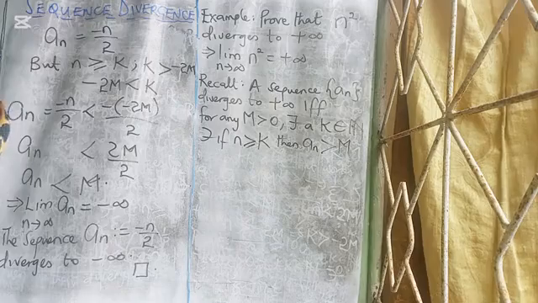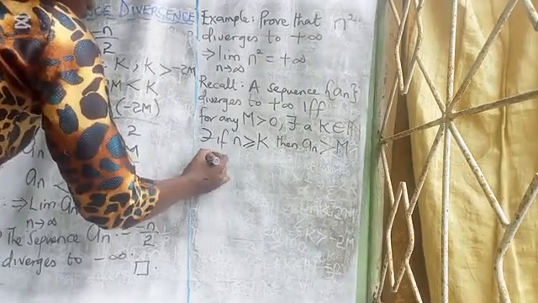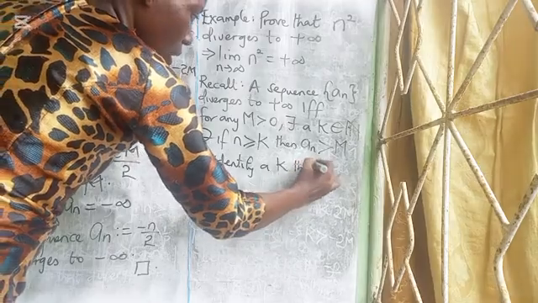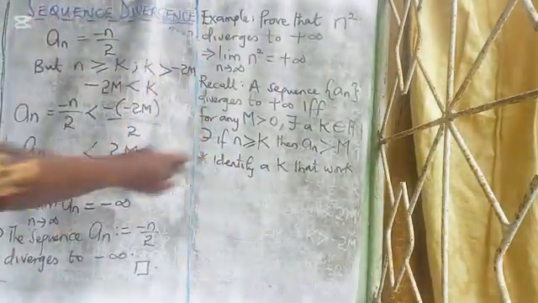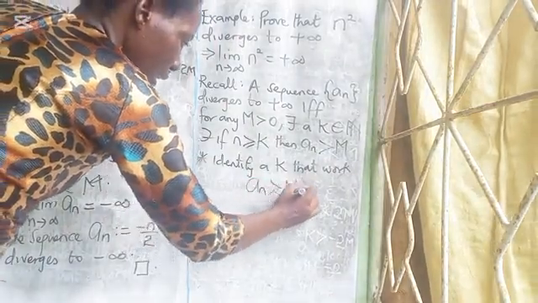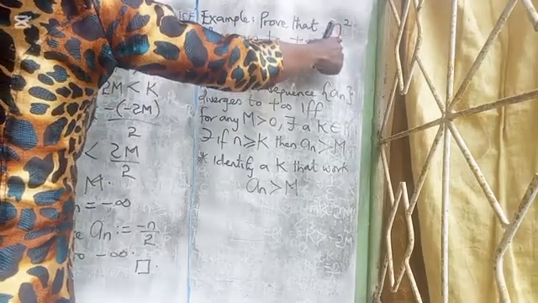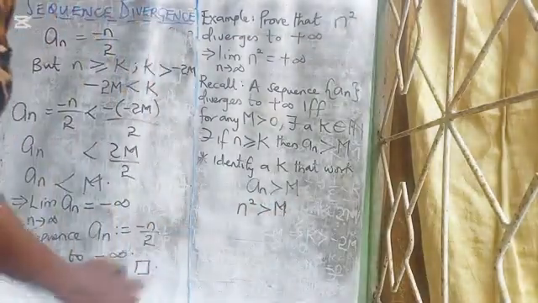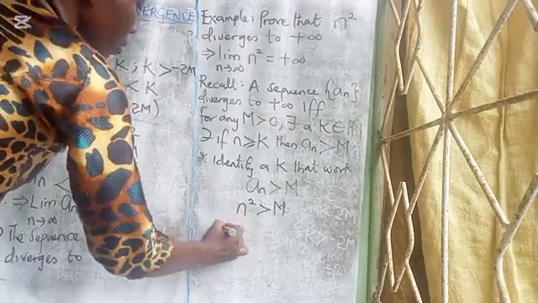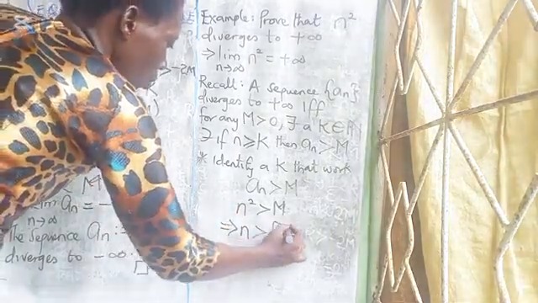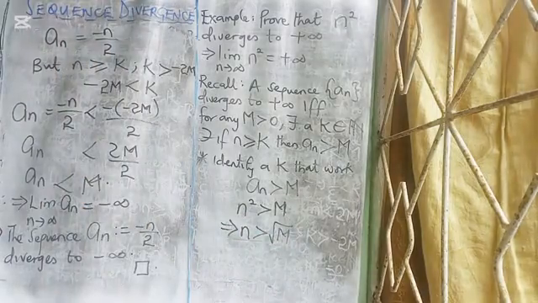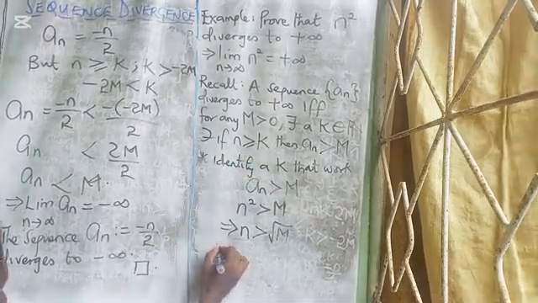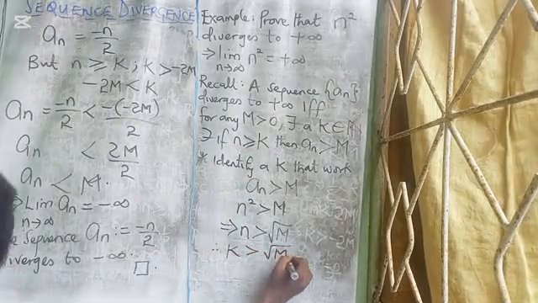Again, the first procedure is identifying a k that works. In order to identify a k that works, we will begin from a_n greater than M. And what's our a_n in this case? That's the sequence n to the power 2. n squared is greater than M. And if n squared is greater than M, it means that what? It implies that n is greater than the square root of M. And recall that we have assumed our n to be greater than or equal to k. Therefore, k is also greater than the square root of M.